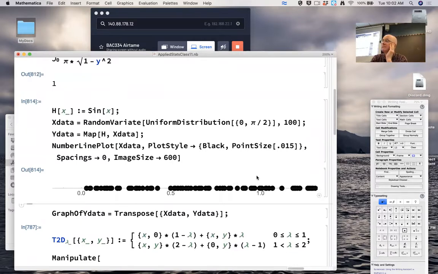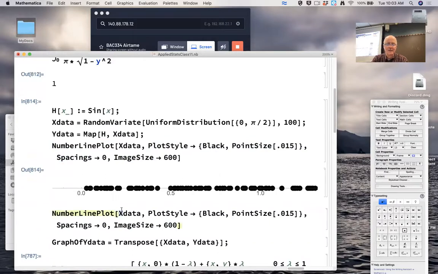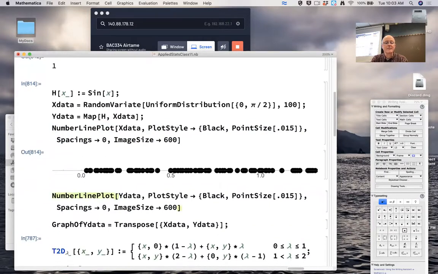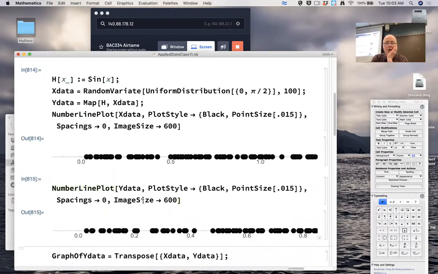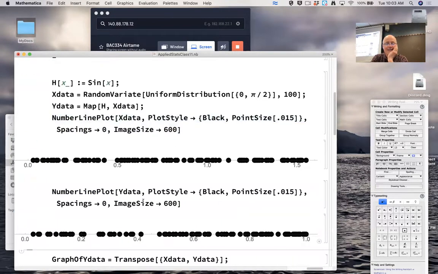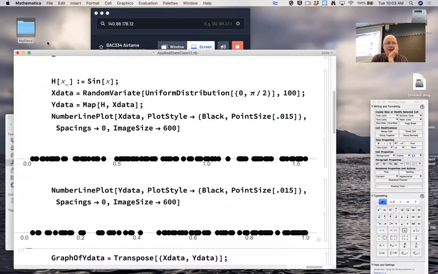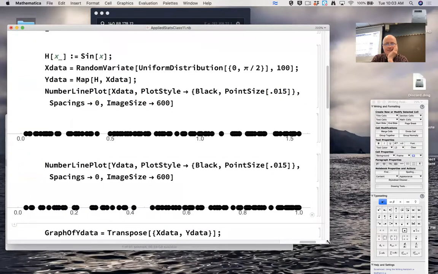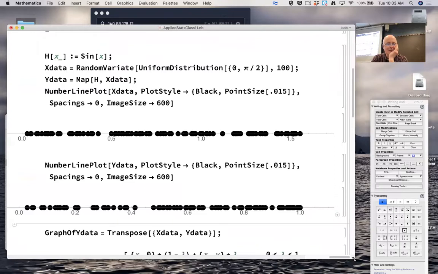Fairly uniform. What about the Y data? I didn't require you to do this. Not as uniform, though it's not completely obvious that it's not as uniform. They both look relatively uniform. But the Y data, technically speaking, is going to be denser over here.